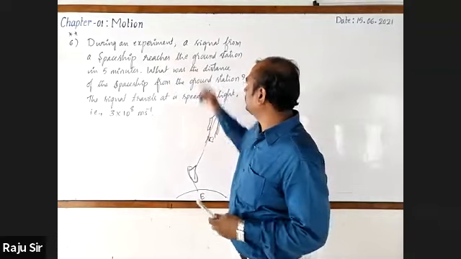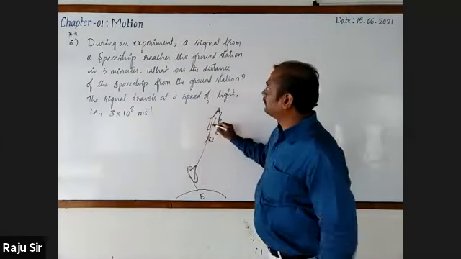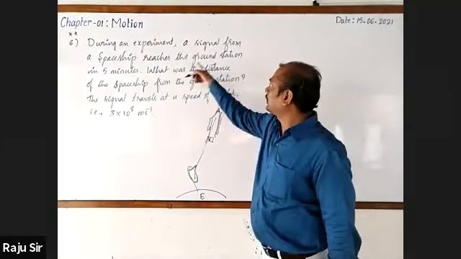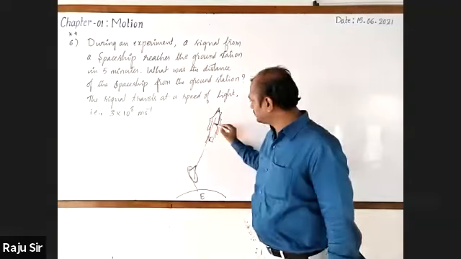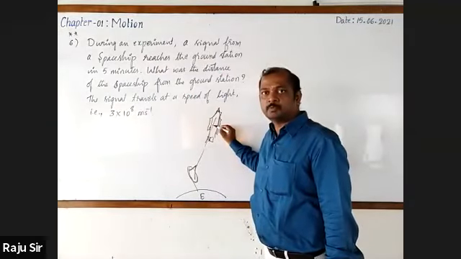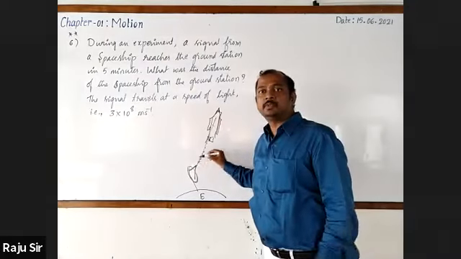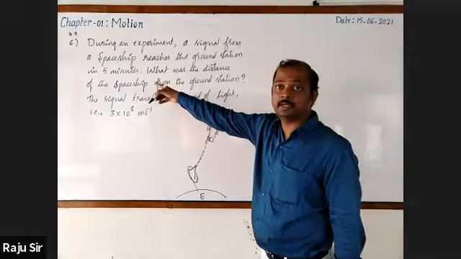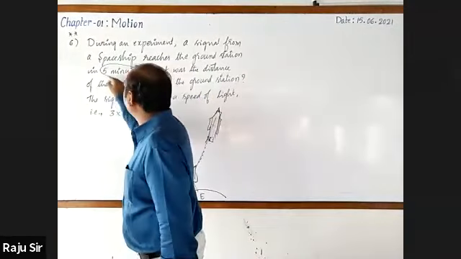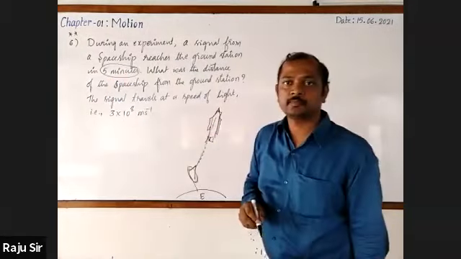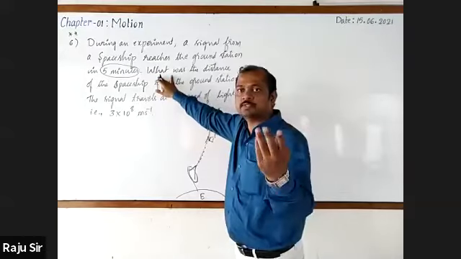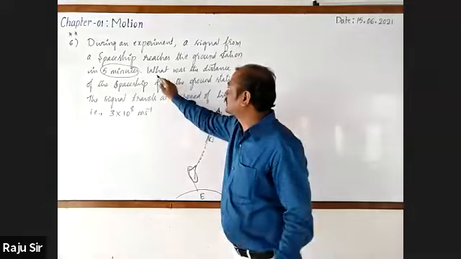During an experiment, a signal from a spaceship reaches the ground station in 5 minutes. This is the spaceship which sends the signal, saying it will reach the ground in 5 minutes. What does 5 minutes indicate? Time. Good, it is time.